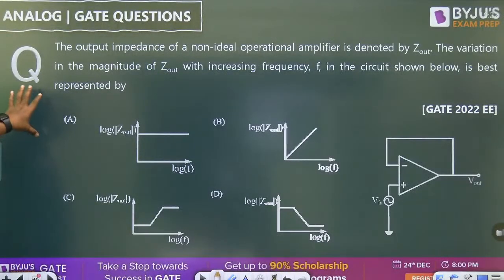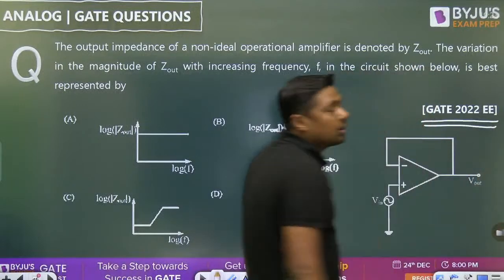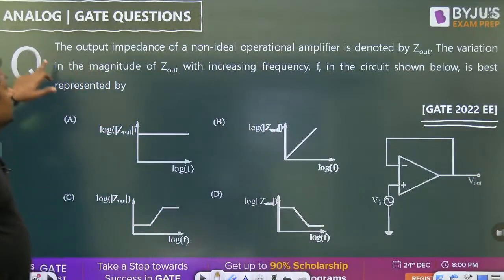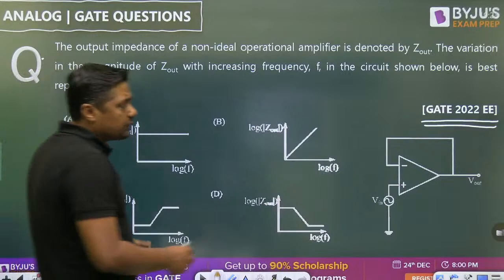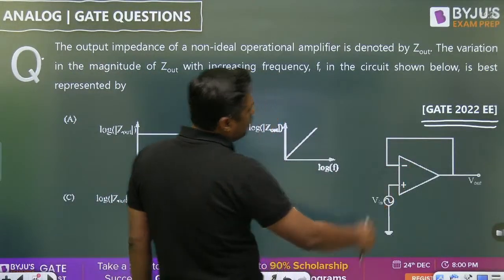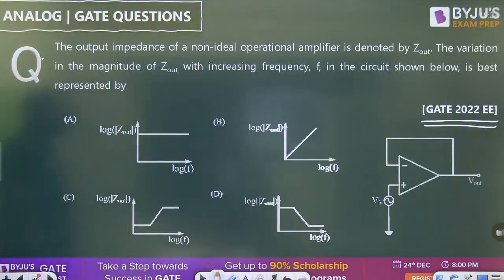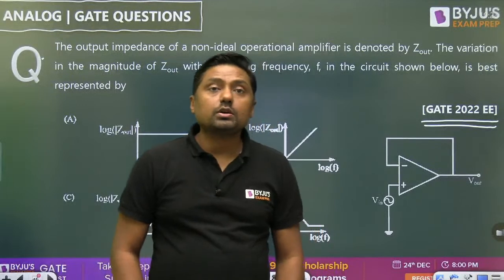Now the output, look, this is the question. This is a question in what? Electrical branch. The level of question is too high, right? Now, the output impedance of a non-ideal operational amplifier. This is an operational amplifier connected as a voltage follower. If it is ideal, we can simply say it is a voltage follower circuit. The variation in the magnitude of Z out with increasing frequency in the circuit shown below is best represented by. Best represented by means what?